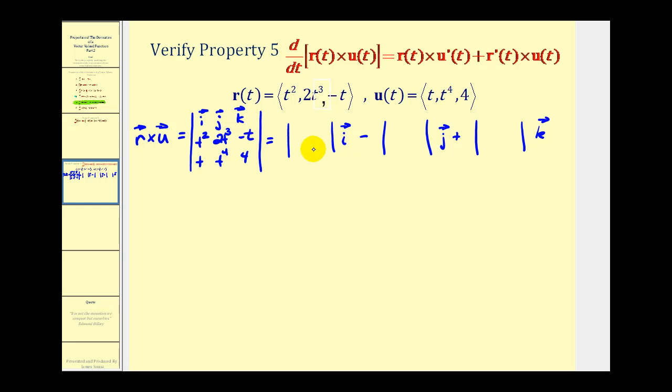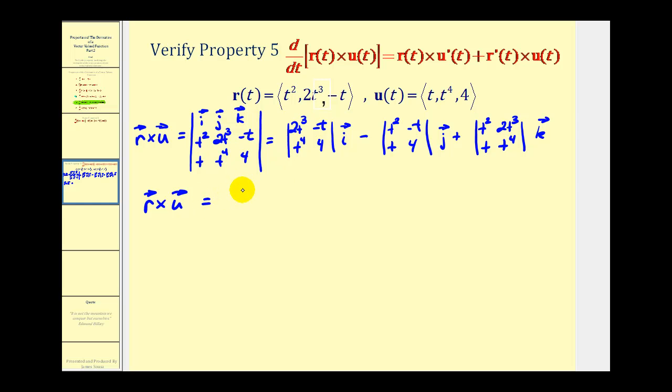Remember, this first 2 by 2 determinant will be formed by eliminating row 1 and column 1. So we'll have 2t cubed, negative t, t to the fourth, and 4. This determinant will be formed by eliminating row 1 and column 2. So we'll have t squared, negative t, t, and 4. And the last 2 by 2 determinant will be formed by eliminating row 1 and column 3. So we'll have t squared, 2t to the third, t, and t to the fourth.